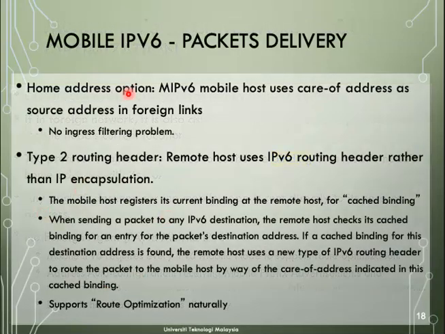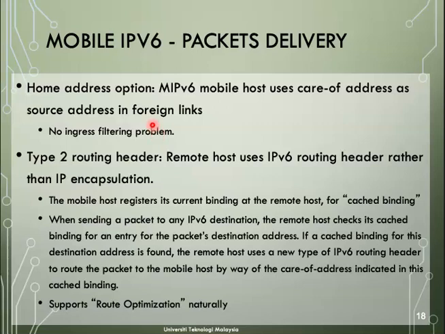Okay, so moving on, for the packet delivery in mobile IPv6, for the home address option in mobile IPv6, the host is using the care of address as the source address in the foreign links, and this will not create any ingress filtering problem. So recall that ingress filtering is a security measure for routers that is intended to discard traffic that seems to have incorrect addresses, because they think that it may be malicious.